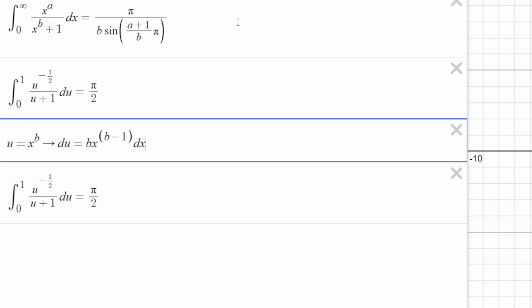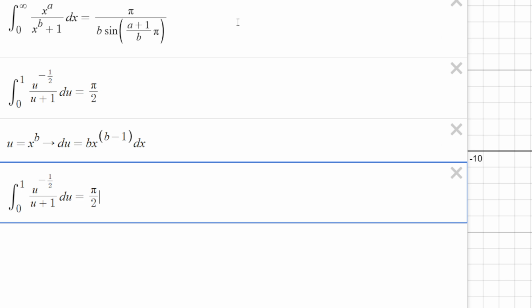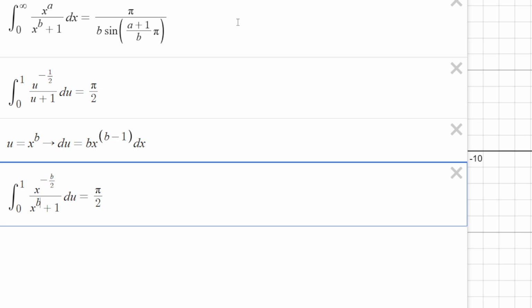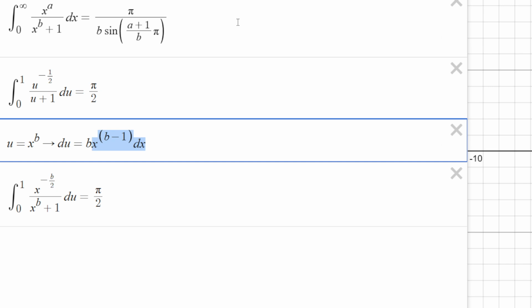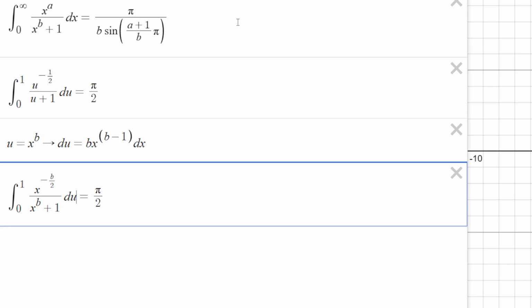Our x is just going to be u to the 1 over b. 1 to the 1 over b is 1, and 0 to the 1 over b is 0. So our u is x to the b. That's going to transform our u to the negative 1/2 into x to the negative b over 2. And of course, our u is x to the b. That was the substitution. And our du is equal to this.